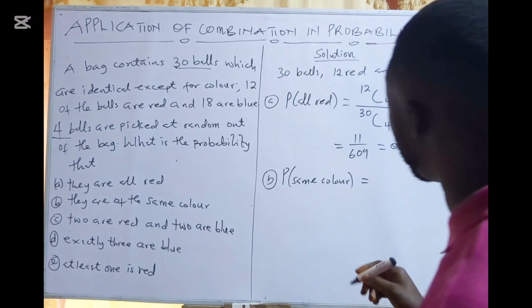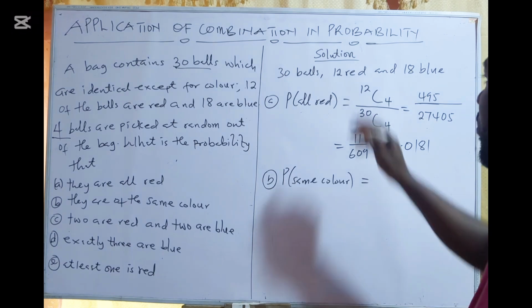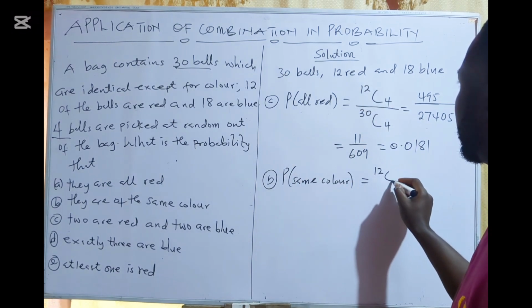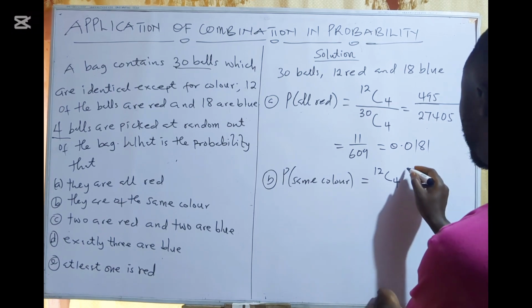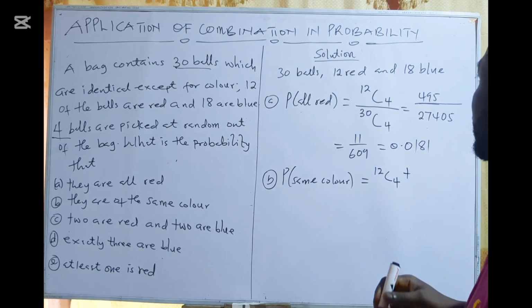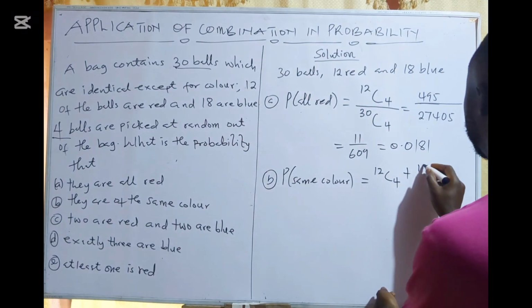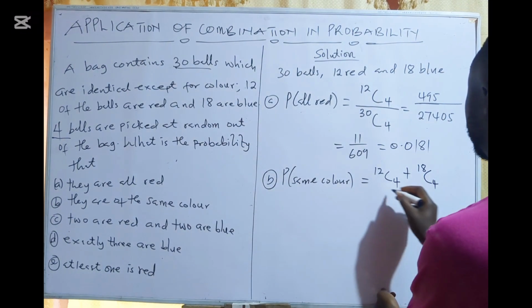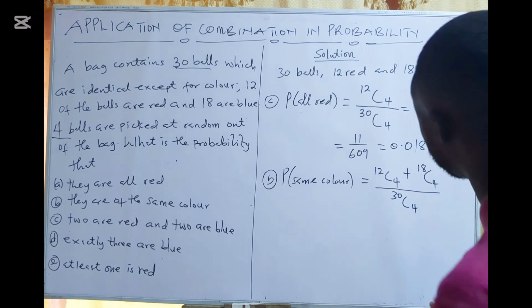Okay, so either they will all be red or they will all be what? Blue. If they are all red, that will give me the 12 combination 4. Or they will all be blue because they are the same color. How many blue? 18. 18 combination 4, all divided by 30 combination 4.